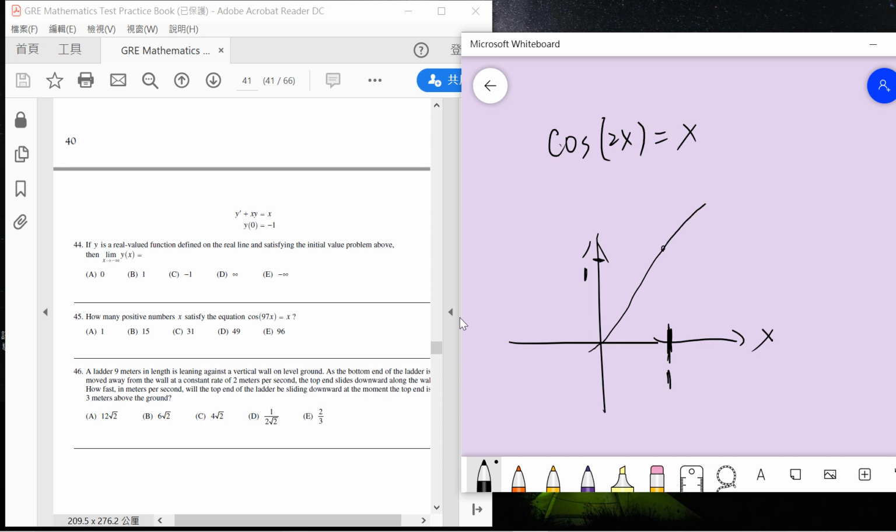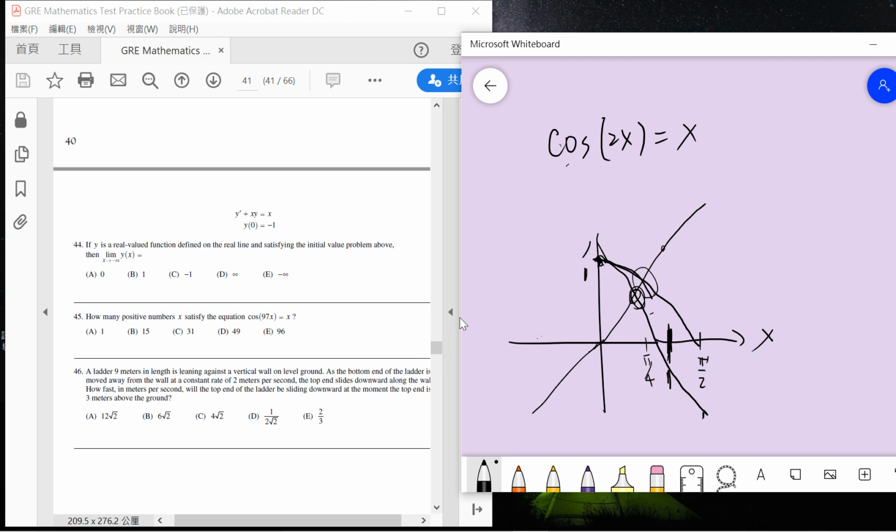So 1 to 1, then this is x. And for the cosine, this is pi, this is pi over 2. So for cosine x, we only have one intersection at the right hand side. For cosine 2x, at pi over 2 the value will be minus 1. So we still have 1.